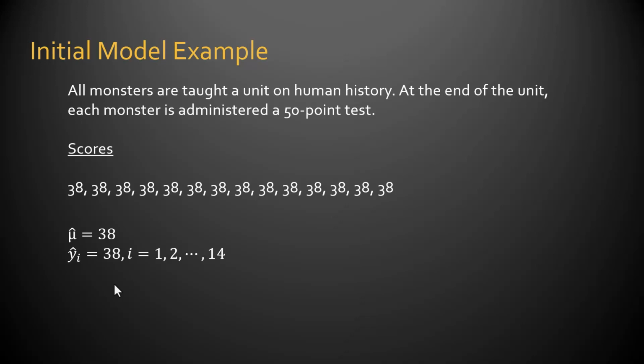But keep in mind that when you get a score on a unit of human history, you're not interested in the score per se. You're interested in achievement of knowledge of human history. And the test is an imperfect way to obtain where someone is on their understanding of human history. So the hat makes a whole lot of sense. Notice the i can vary from 1 through 14. Mu is fixed at 38, but the i can vary 1 through 14, and the 38 that we get here is the same for both the mean and the individual monster because all monsters gave us the same score.